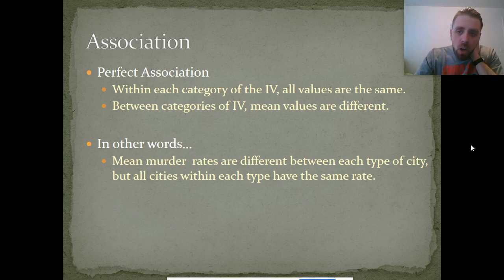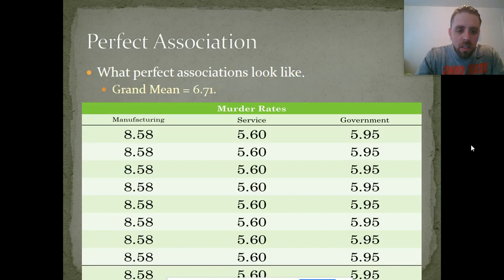So to put that in other words, if you need another go through it, the mean murder rates are different between each type of city, but all cities would have the exact same rate. Now, for those of us that are visual learners, it might be helpful to take a glance at what perfect association would look like. You will remember that the grand mean here is 6.71.